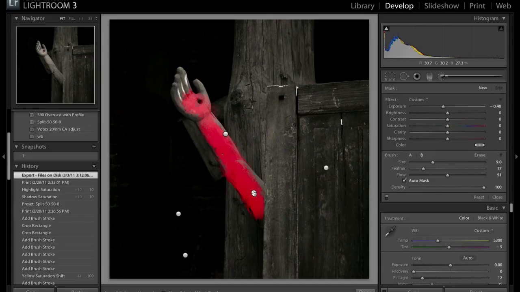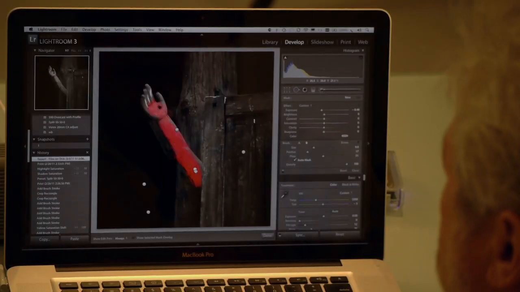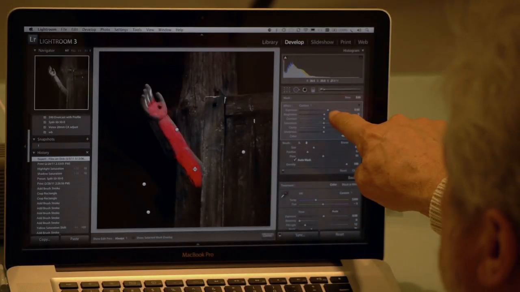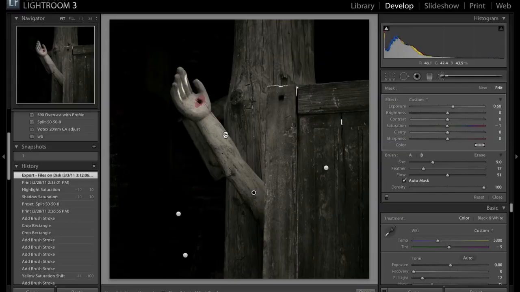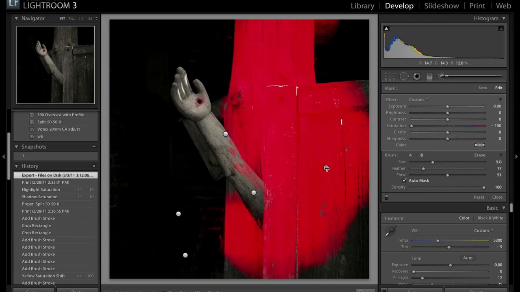Yeah. And if we now hover the mouse over, you'll see the areas that I brushed. And what I did was, that was to brighten this area. What did I do here? That was to desaturate it. What did I do here? This is the area that was covered.